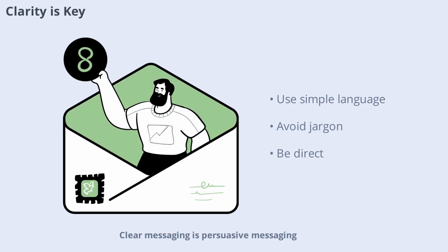Clear messaging is persuasive messaging. If your audience can't understand your point, they won't be convinced. Use simple language, avoid jargon, and get straight to the point. Organize your ideas logically and make sure each part of your message supports your main goal. Clarity builds trust and makes it easier for your audience to follow your reasoning. Remember, a confused mind rarely takes action, so always aim for clarity in every message you deliver.